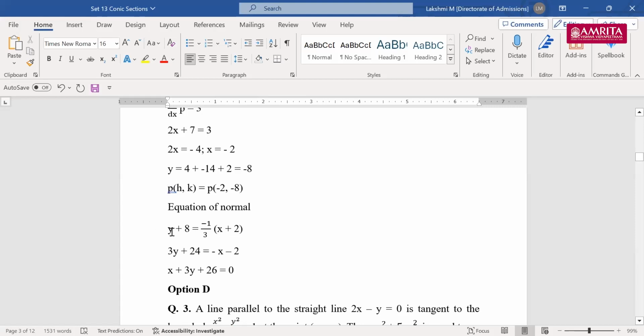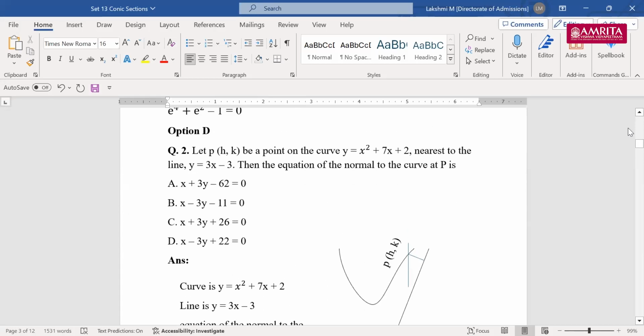This is actually y minus minus 8, that is y plus 8 equal to minus 1 by 3. I hope you have studied the equation of the slope. m into m1 is equal to minus 1. So here m1 is 3, into m is equal to minus 1. So m is equal to minus 1 by 3. So here it's minus 1 by 3 into x plus 2. So y plus 8 is equal to, oh, you can multiply this. So 3y plus 24 is equal to minus x minus 2. So if you're solving it, you'll get x plus 3y plus 26 equal to 0.